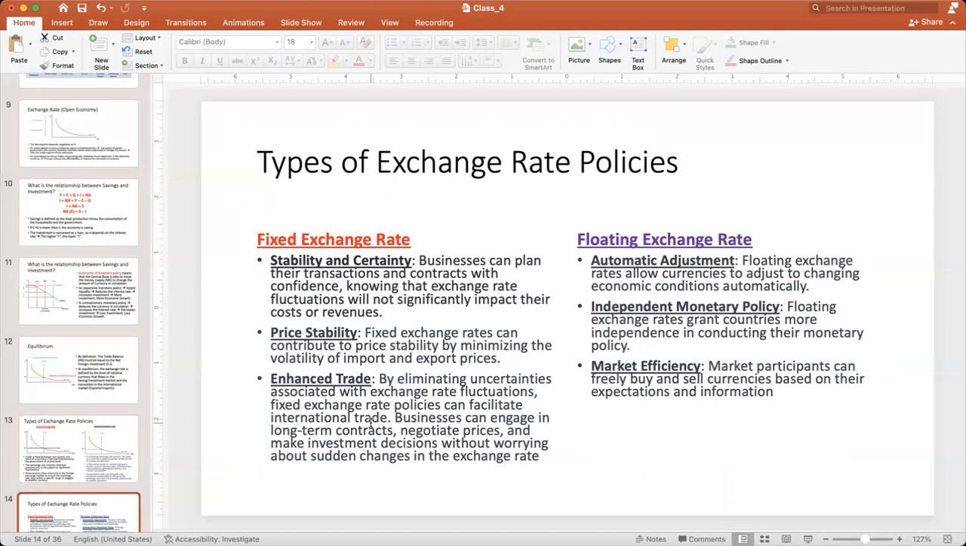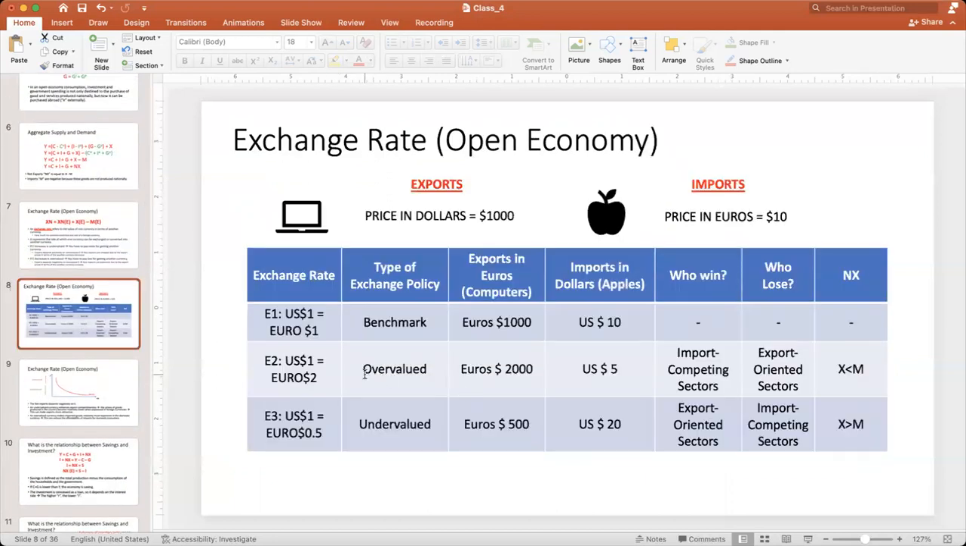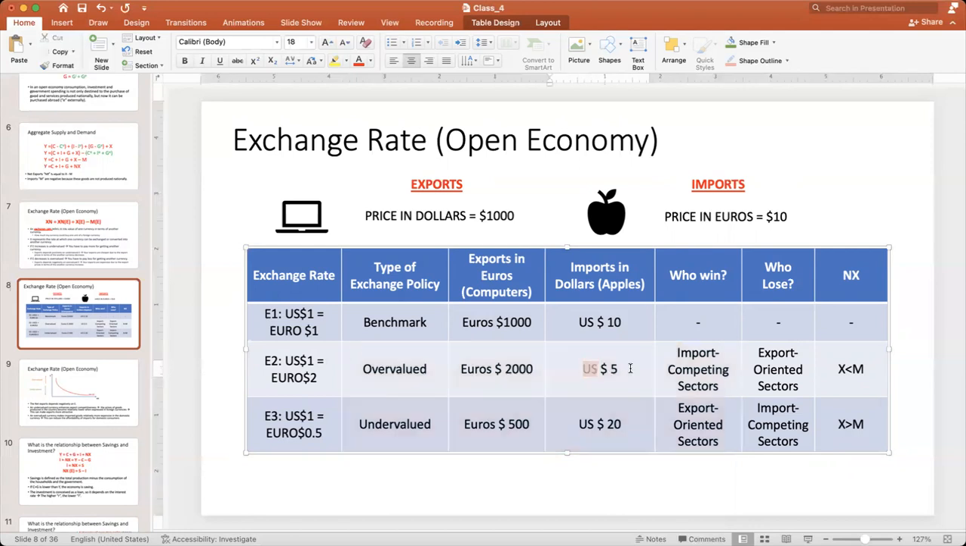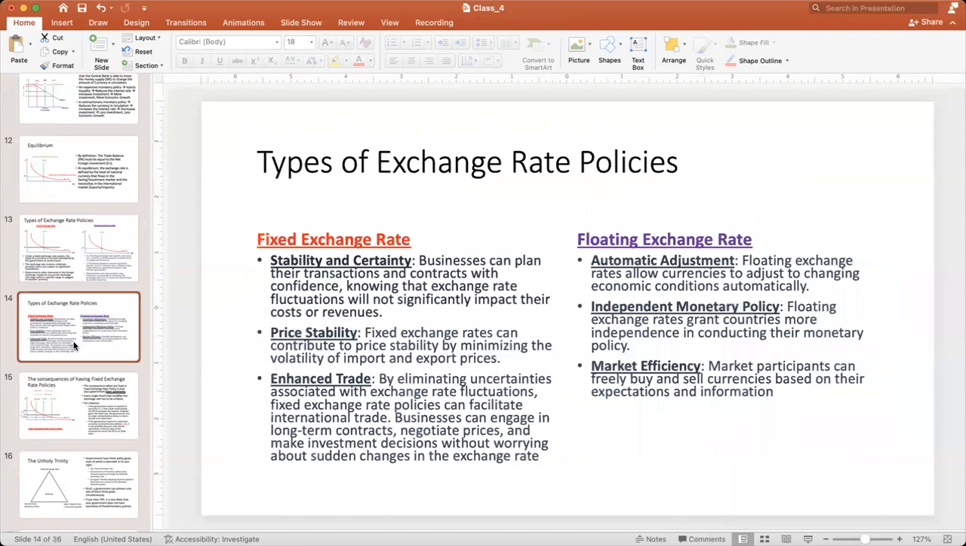So with a fixed exchange rate, there is no volatility in import or export prices. So we don't see these two scenarios that I'm highlighting at this moment. We don't see overvalued or undervalued scenarios. We don't get changes in import consumption or export consumption. So there is price stability.